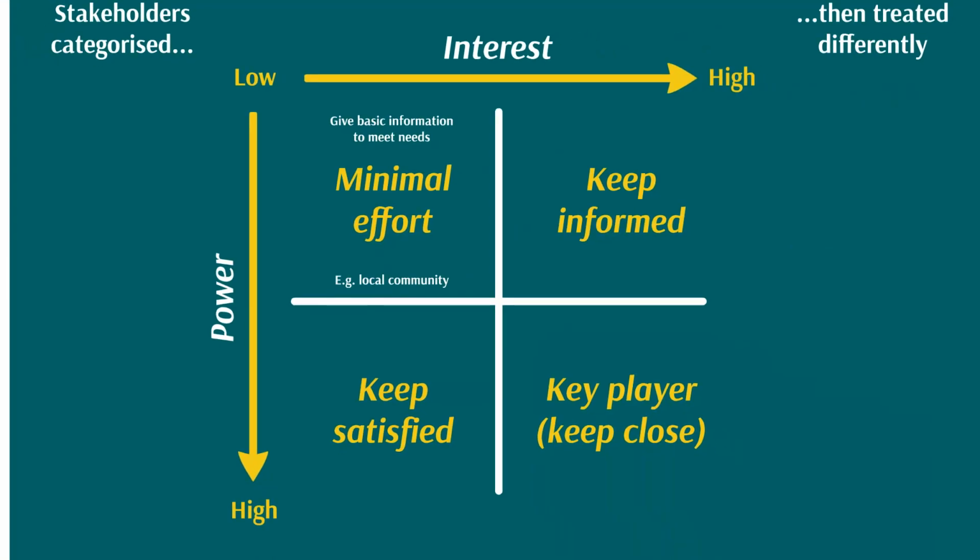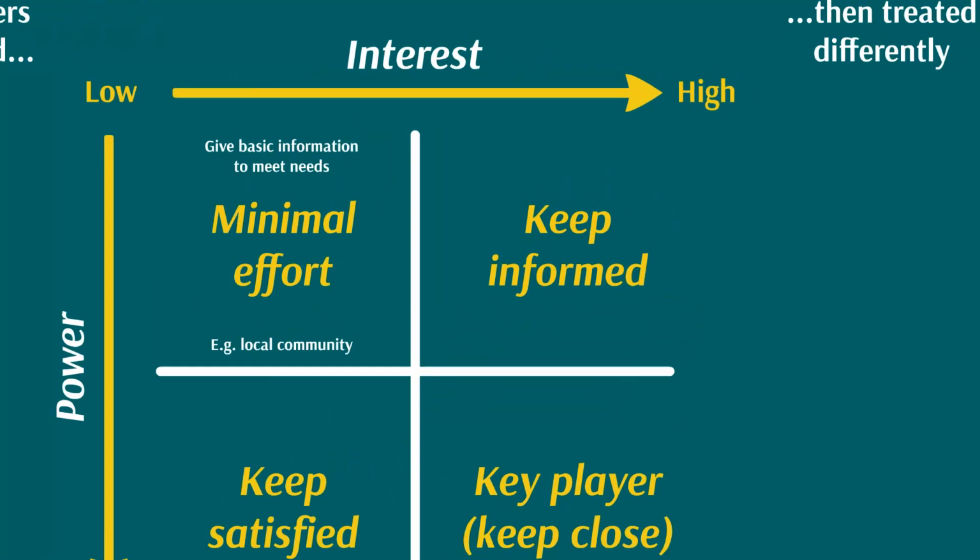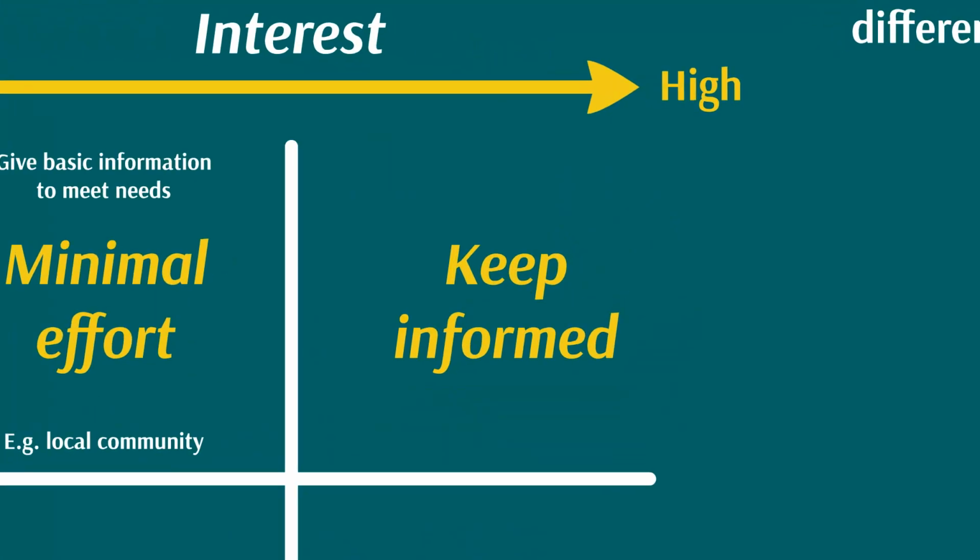If we slightly zoom back to the full matrix now, we're going to go to the next one along, which is high interest, low power. Keep informed is high interest, low power. I'm starting to confuse myself now.